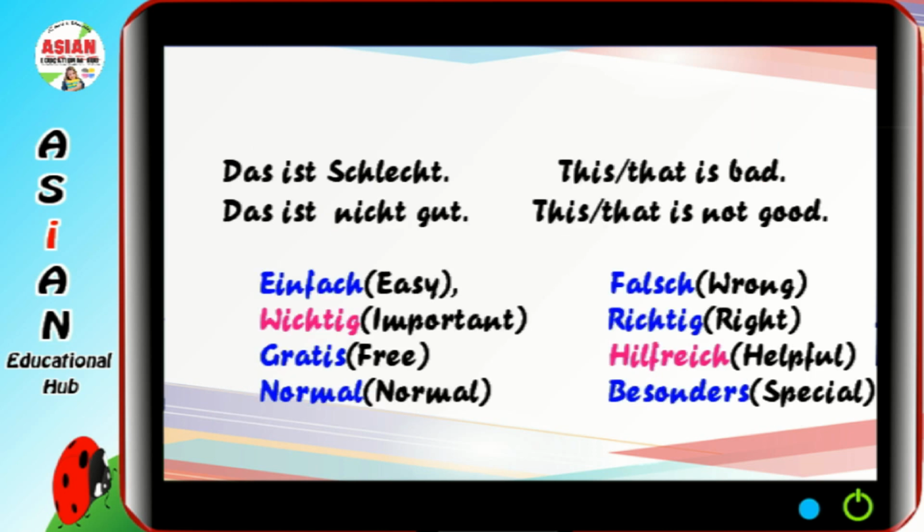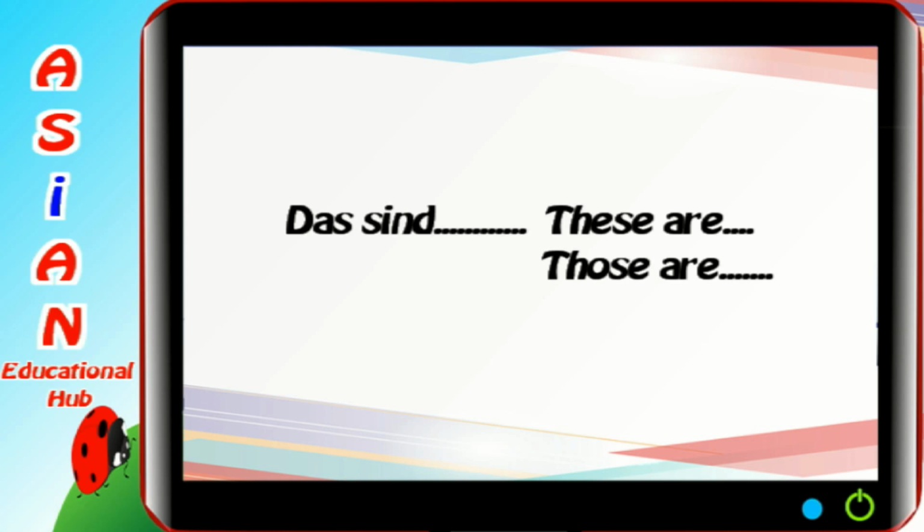Without an article: Das ist schlecht. This, that is bad. Das ist nicht gut. This or that is not good. Some words here: einfach, easy. Falsch, wrong. Wichtig, important. Richtig, right. Gratis, free. Hilfreich, helpful. Normal, normal. And besonders, special.